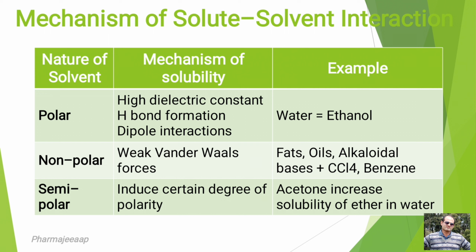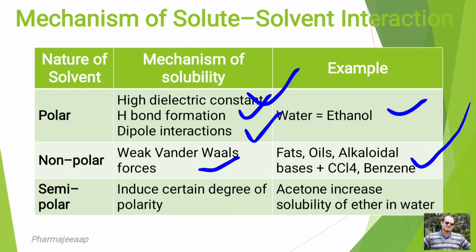Mechanism of solute-solvent interaction. Depending on the nature of the solvent, there are different mechanisms of solubility, which we will discuss here. First is polar solvent. For polar solvents, the mechanisms of solubility are high dielectric constant, hydrogen bond formation, and dipole interaction. The example is water in ethanol. Next is non-polar solvent. Here the mechanism of solubility is weak van der Waals forces. Examples are fats, oils, alkaloidal base plus CCl4 and benzene.